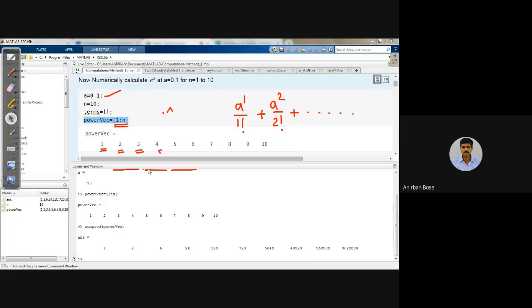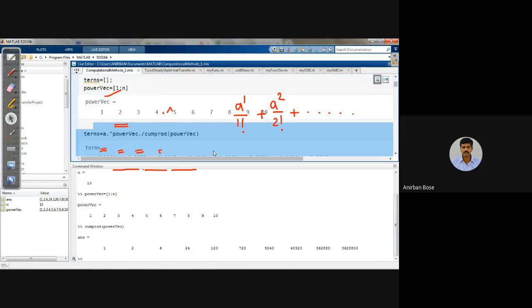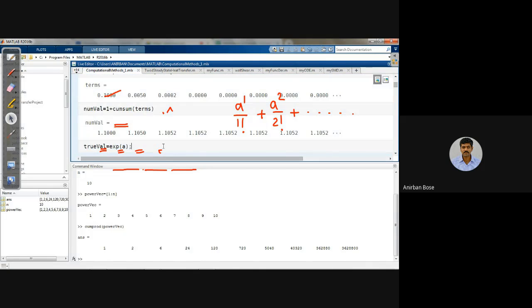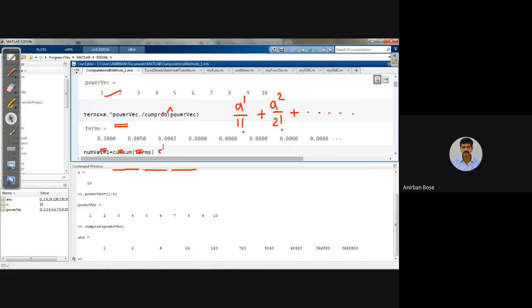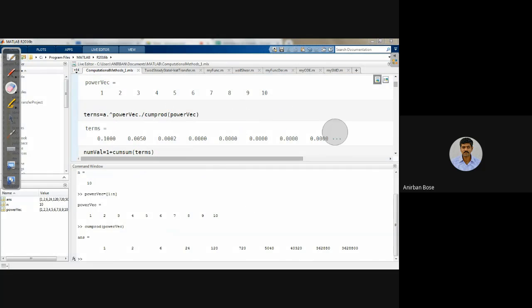Now what we are actually doing here, observe carefully. We are writing a to the power vec, that means each term of this will be considered. So a to the power, first it will take the first element, a to the power 1, divided by the first term of this thing. What is the first term of this? That is 1.